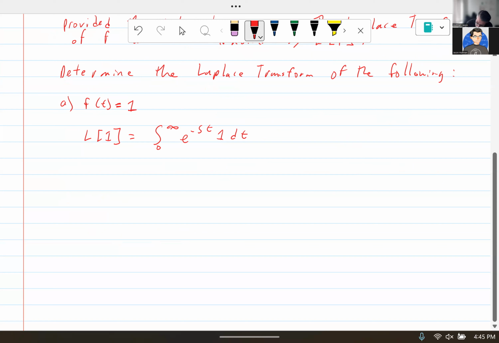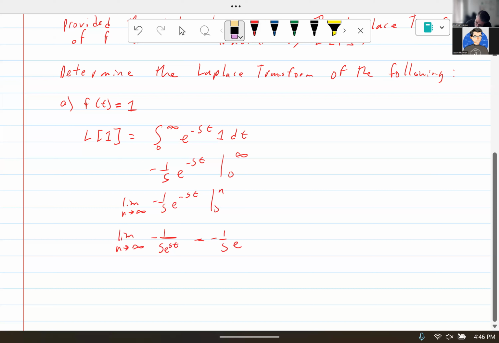And so this is going to become negative 1 over s e to the negative st from 0 to infinity, which is the limit as n goes to infinity of negative 1 over s e to the negative st from 0 to n, which is the limit as n goes to infinity of negative 1 over s e to the sn, minus negative 1 over s e to the negative s times 0.